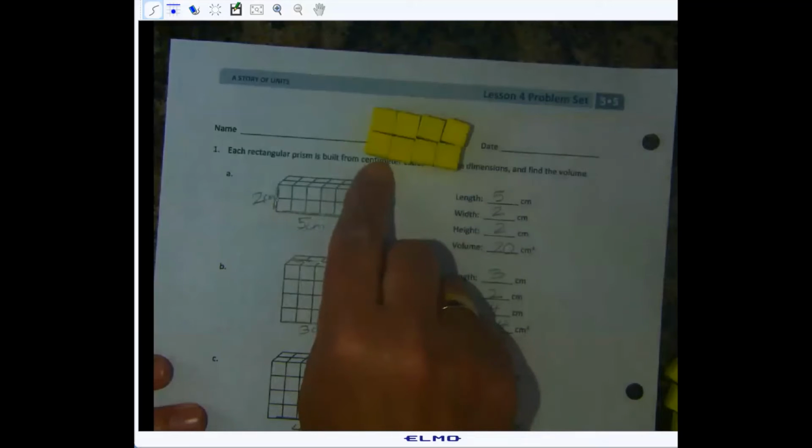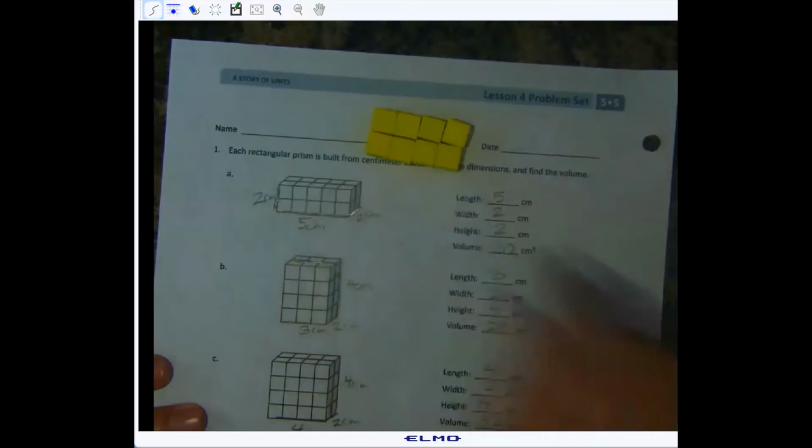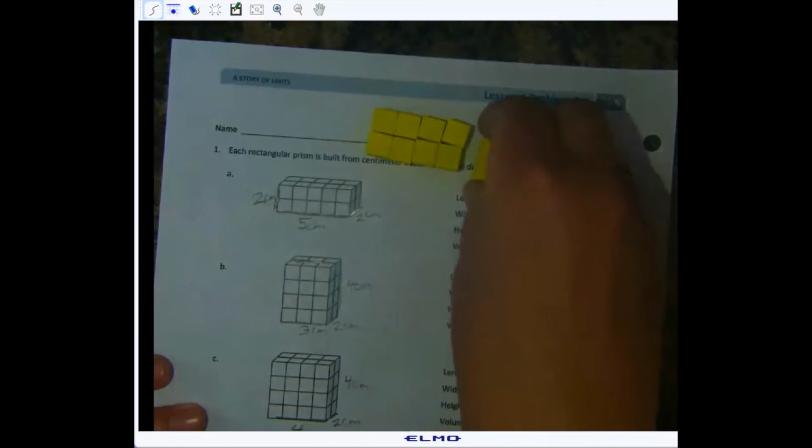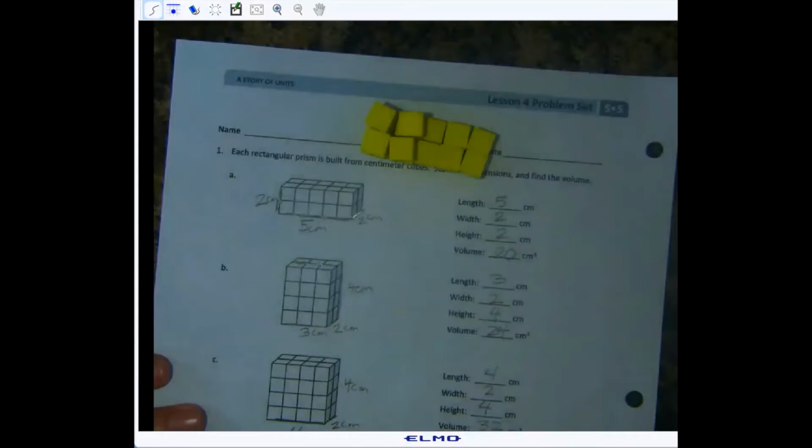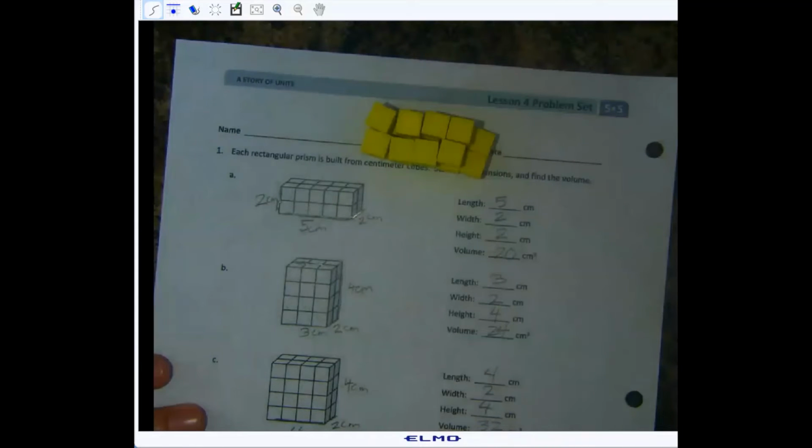I've got the first layer here, 2, 4, 6, 8. No, I don't. 10. Now I do. So it's 5 by 2. That's the first layer. So I'm going to go ahead and build the second layer exactly like the bottom layer. We have 2 identical layers of 10 cubes. So hopefully you can already know that the volume is going to be 20, right?